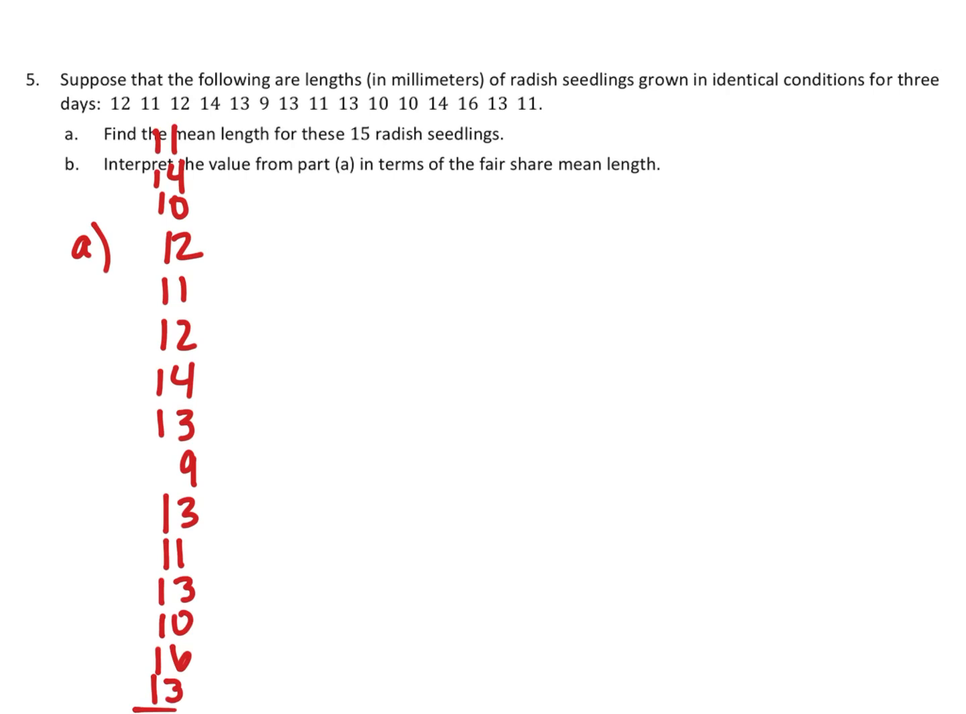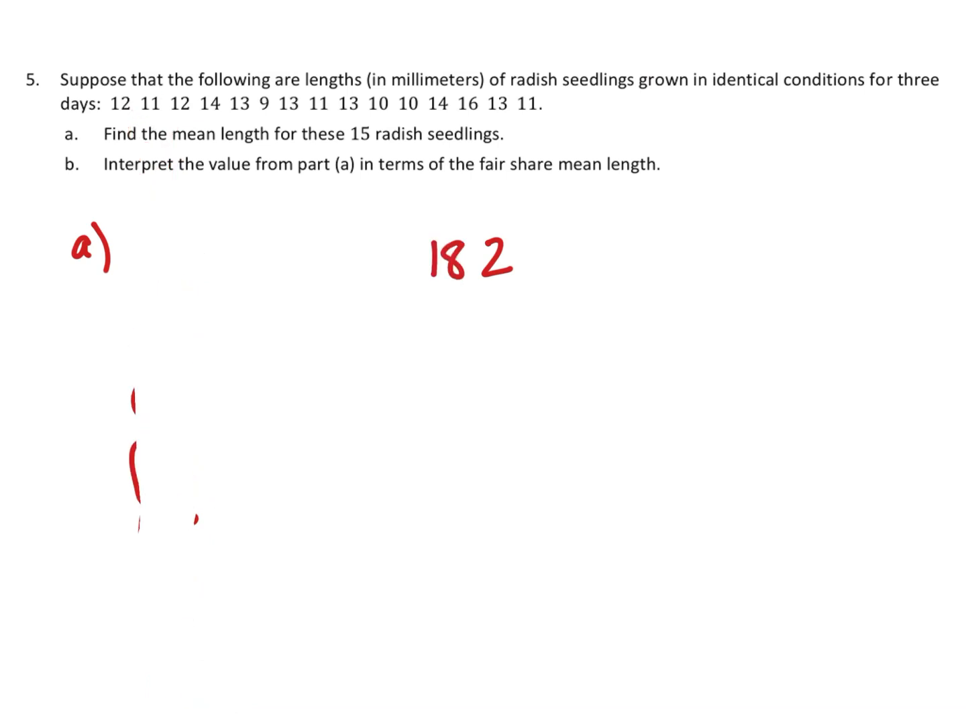All right, so 4 and 1 make 5, plus 2 is 7, 8, 9, 10, 14, 17. 17 plus 9 is 26, 29, 30, 33, 39, 42. So our ones place is a 2, and we've got 4 plus 1 is 5, 6, 7, 8, 9, 10, 11, 12, 13, 14, 15, 16, 17, 18. So our total is 182.